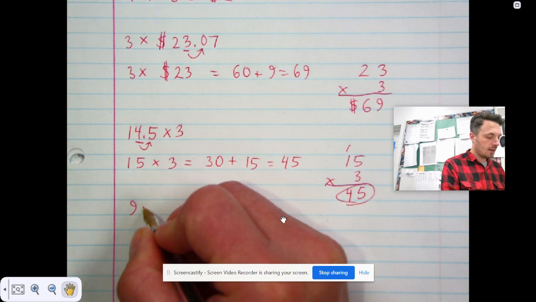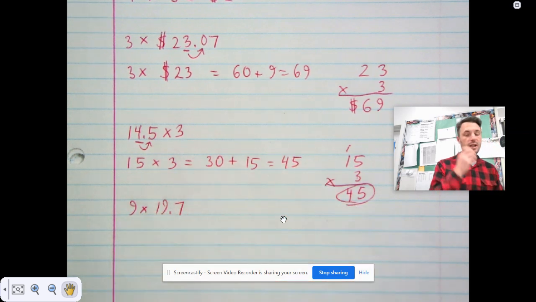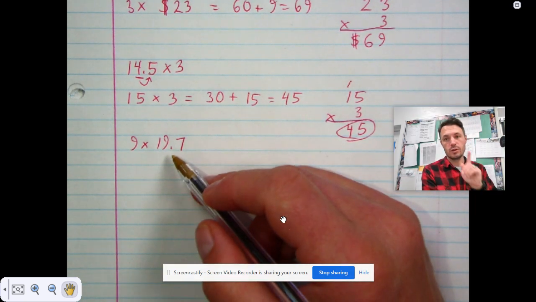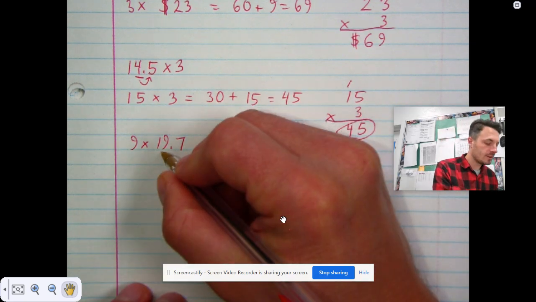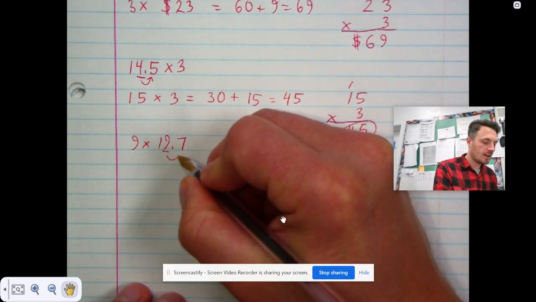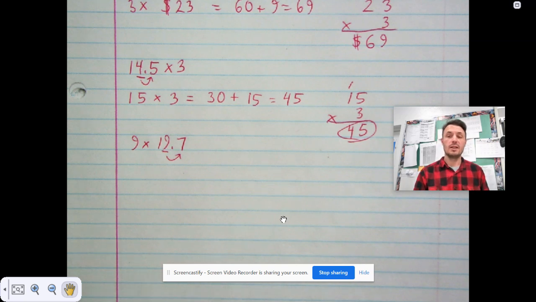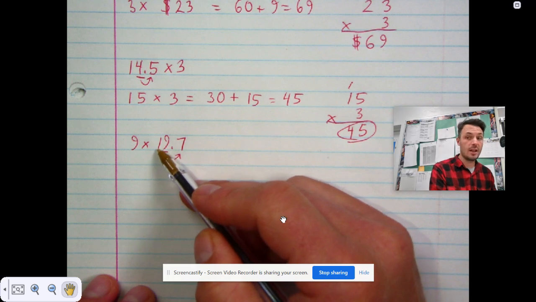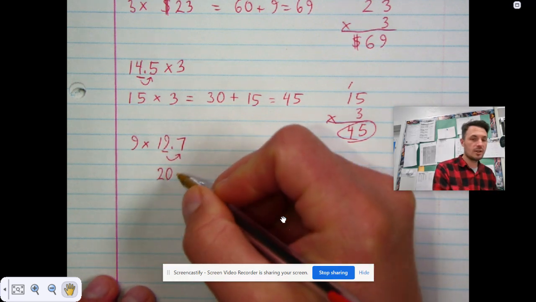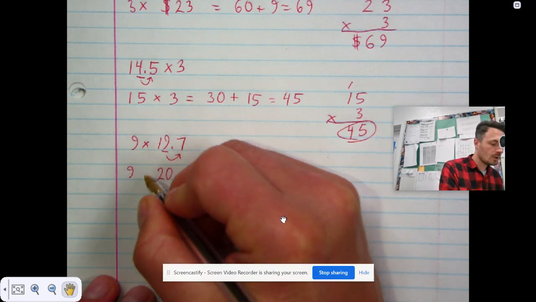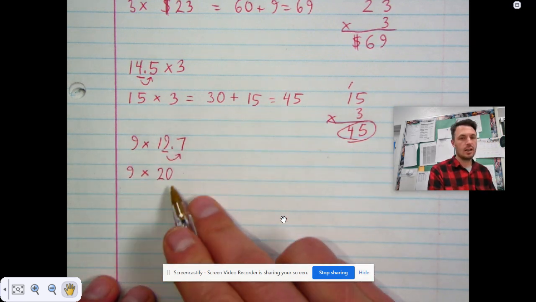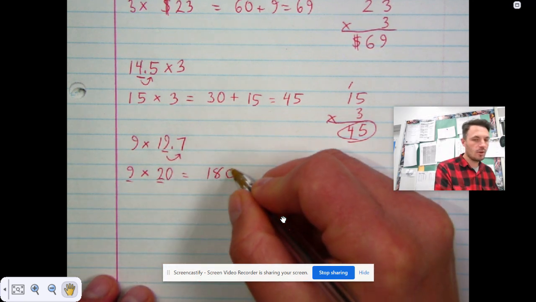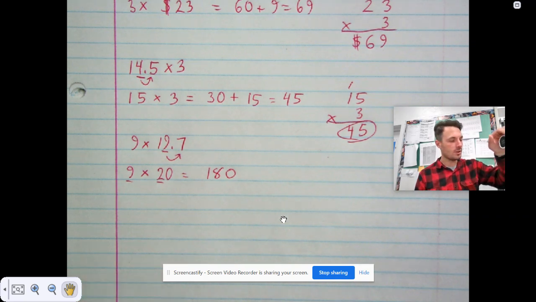Let's do 9 times 19 and 7/10. So again, the first step is we round the decimal number to the ones place or to the nearest whole number. The 9 asks the 7 for a raise. What does the 7 say? He says yes. So the 9 becomes a 10, which also rounds up the tens place to a 2. So 19 and 7/10 rounds up to 20. So now we have 9 times 20, and we know 9 times 2 is 18, and we can just add the 0. It's 180. Let's do another example.